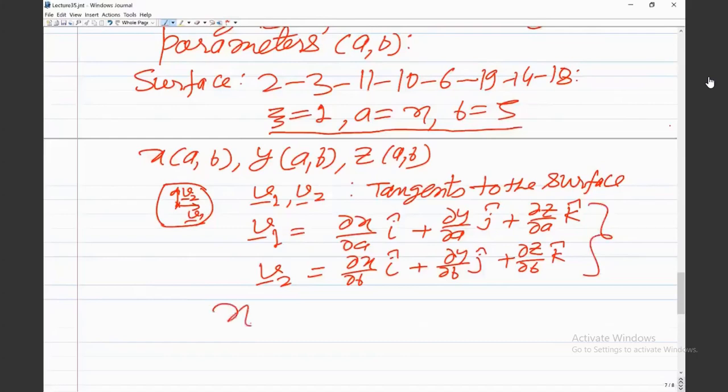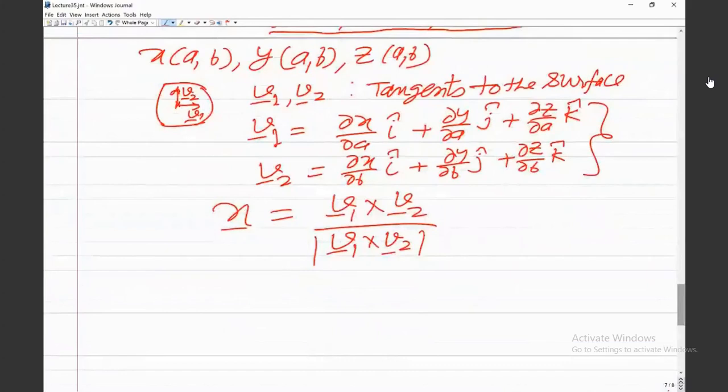Then the normal to the surface is what we are interested in, either the normal to the contactor body or to the target body. We get that as normal to these two vectors: V1 cross V2 divided by the magnitude of V1 cross V2. From this we get the normal vector. If the element belongs to the contactor, this would be the normal to the contactor. If the element belongs to the target body, this would be the normal to the target body.